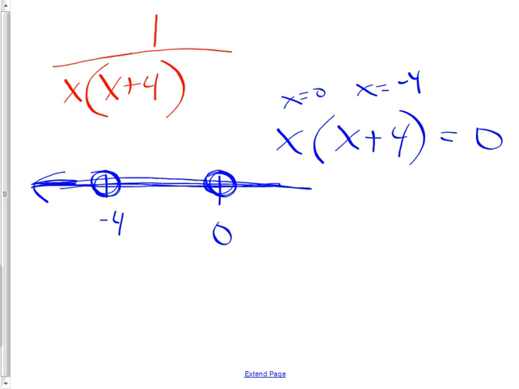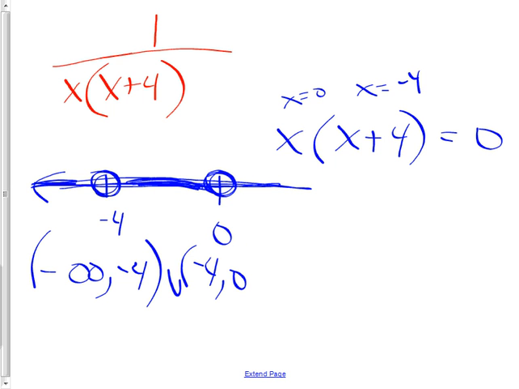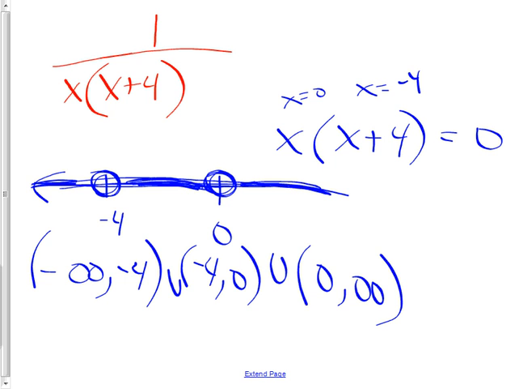Okay, so now, where does it work? It works from negative infinity up until it hits negative 4, union with, it works again in here between negative 4 and 0. And then it works again from 0 to infinity. That's its domain.